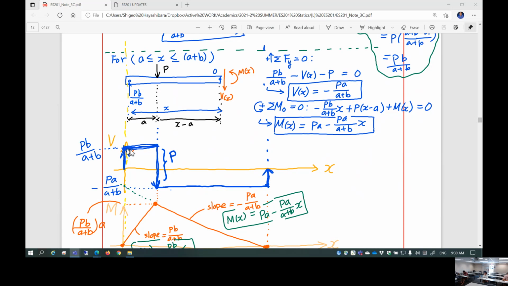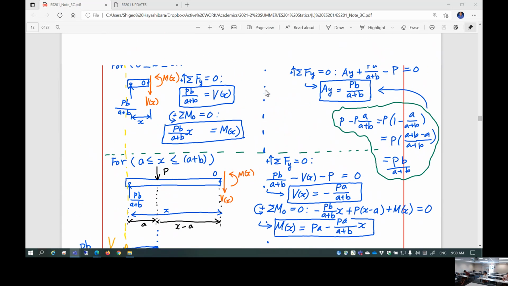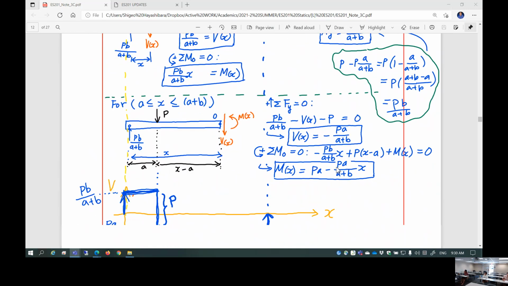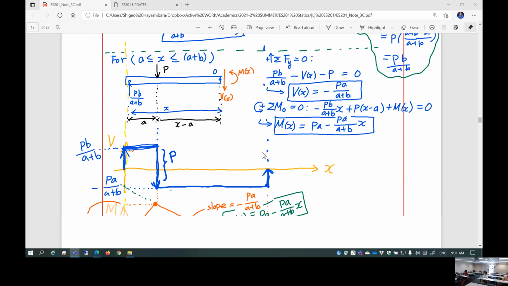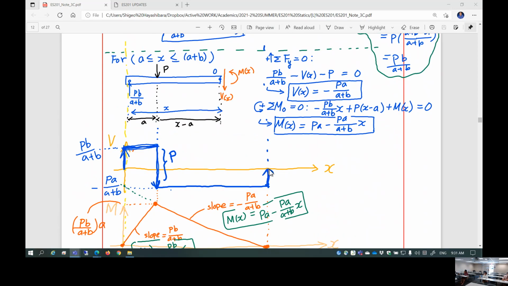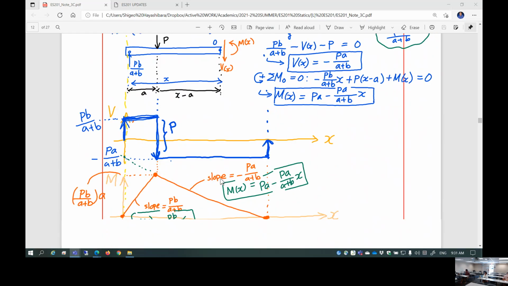And then shear remains constant until you see the external shear loading P is applied. You have a jump down this much. Now all of a sudden internal shear is negative value, and then constant until you meet this support reaction By, in which this is, what's the value? Support reaction By is Pa over A plus B going up to 0. So start from 0, end at 0. This is the shear diagram.